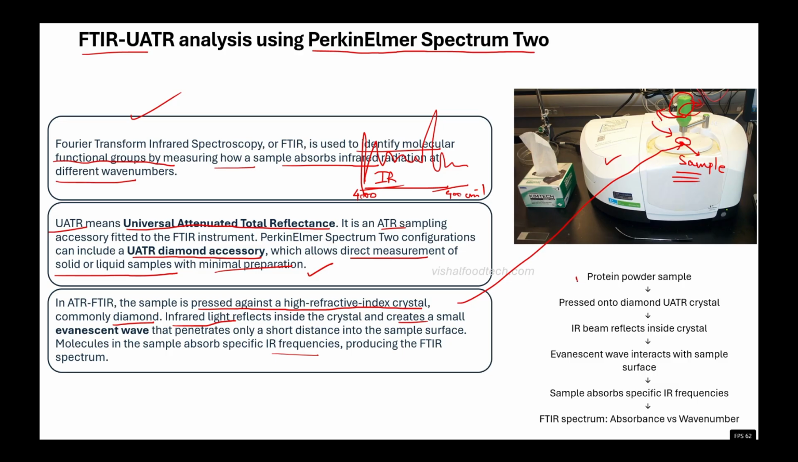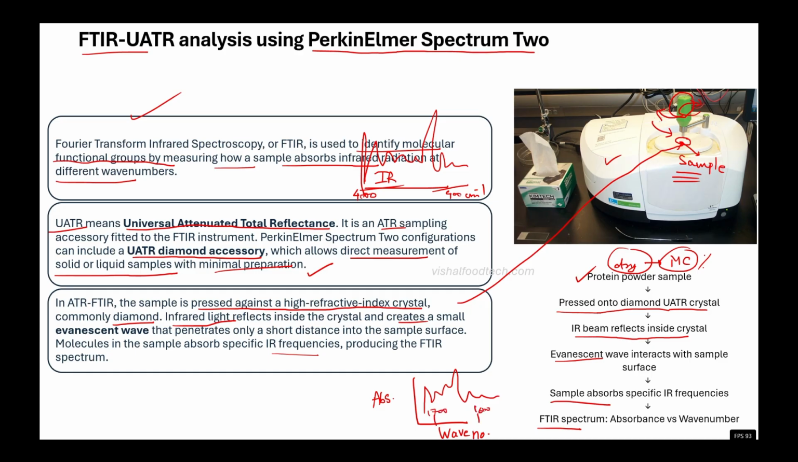So first we will check the protein powdered sample, and it must be dry, and we will first check the moisture also. It should be within the range, and we will press it onto the diamond UATR crystal, and the infrared beam will reflect inside the crystal. The evanescent wave interacts with the sample surface, the sample absorbs specific frequencies, and then we will plot wave number versus absorbance. Different peaks will come like this, and then we will separate between 1700 to 1600 for our secondary structure.